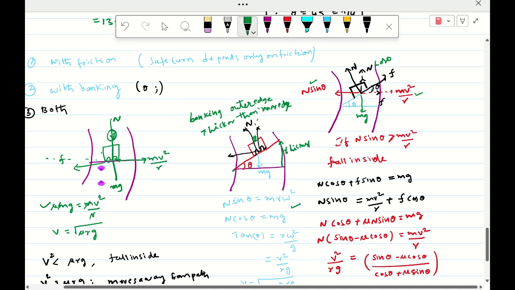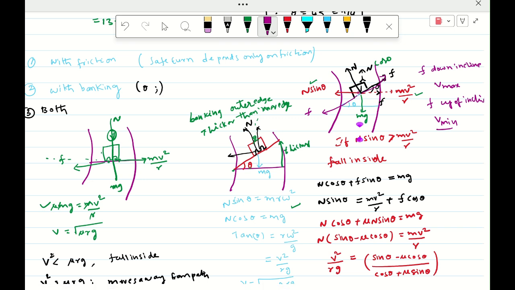Here we have to remember in which direction friction has to act, up the incline or down the incline. If friction is acting down the incline, then v is maximum, the maximum limit. If friction is up the incline, then v is minimum. I'll tell why it is minimum. So v is the minimum velocity limit.